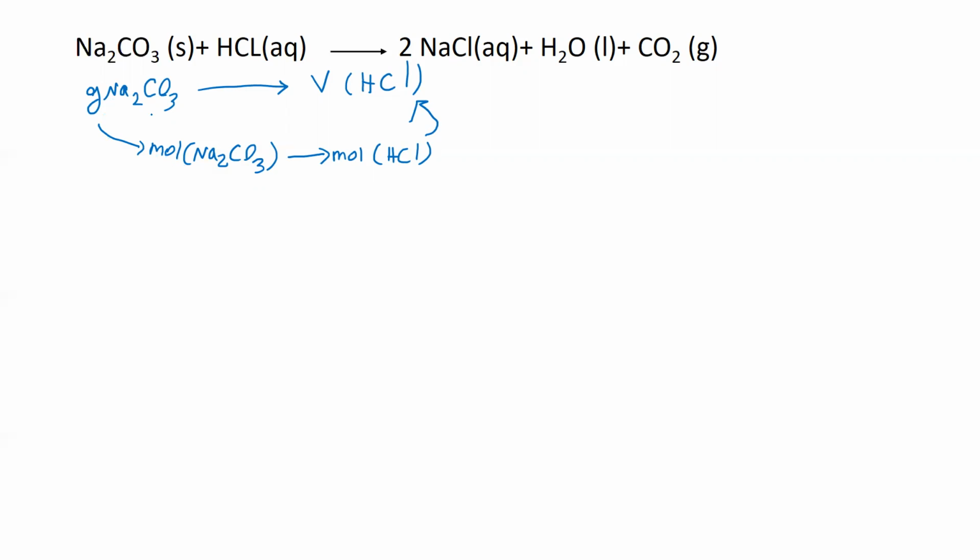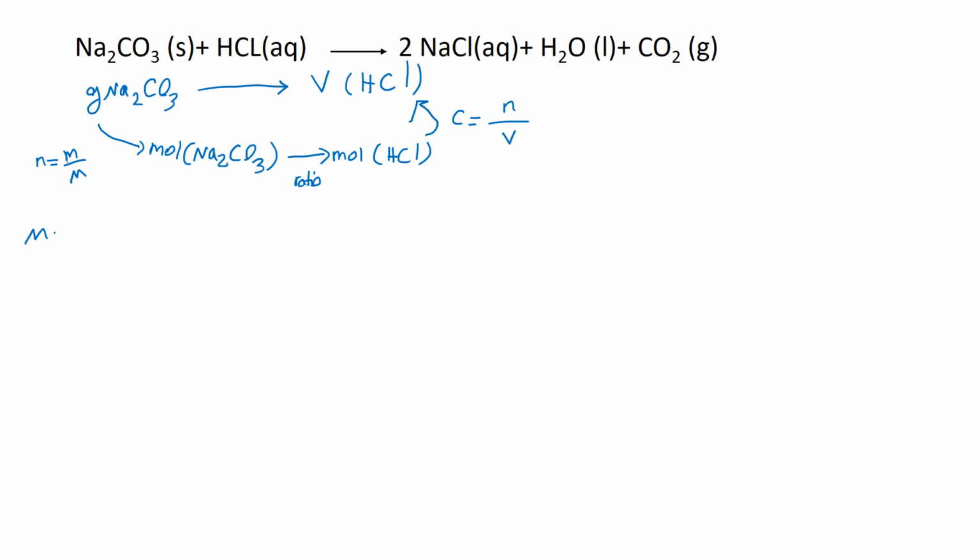From grams of Na2CO3 to moles of Na2CO3, the formula that we need to use is n equals m divided by M. From moles of Na2CO3 to moles of HCl, we need to use the ratio in the balanced equation. And from moles of HCl to volume of HCl, we know it's a solution and we have the molarity of HCl, so we need to use the formula for molarity, number of moles divided by volume.